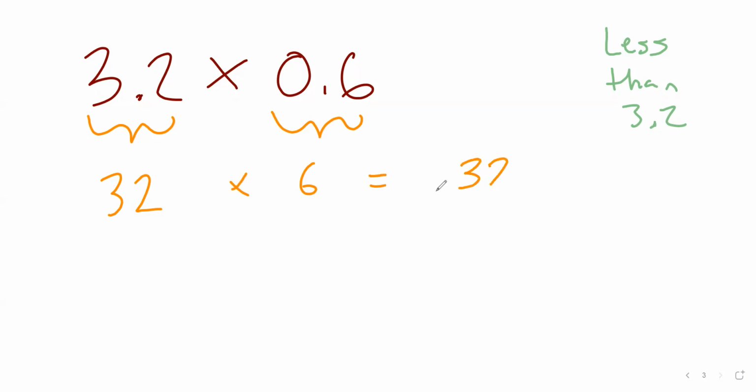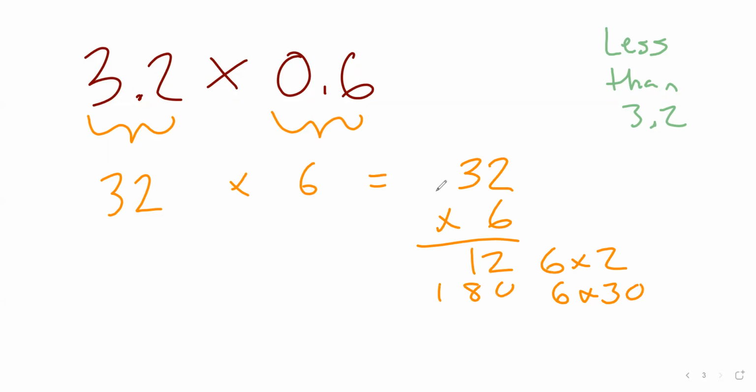I'm going to use partial products this time. So 6 times 2, and then 6 times 30. So that's 12 and 180. So that gets me 192.